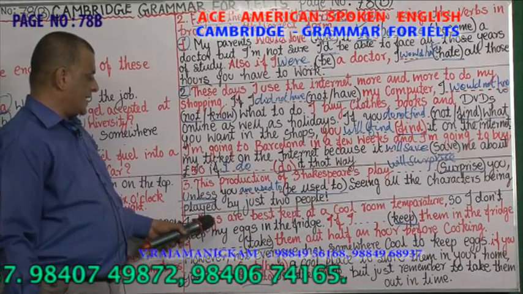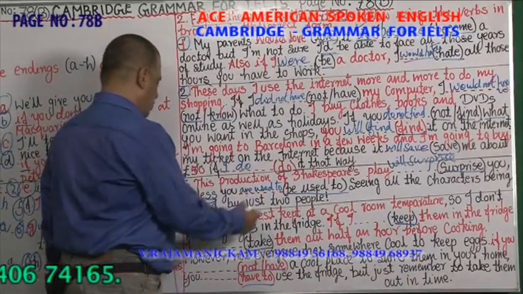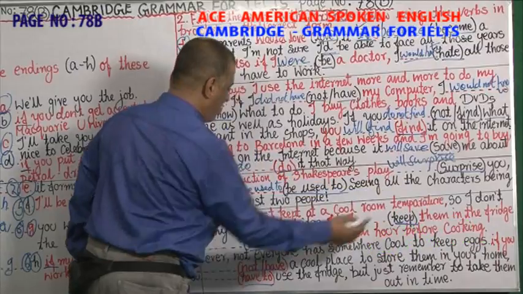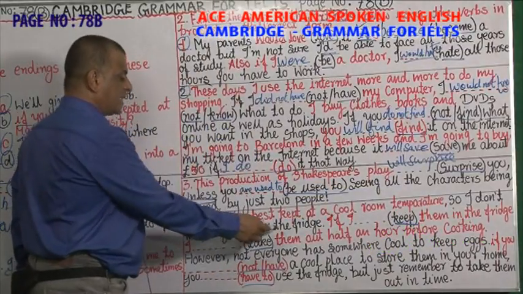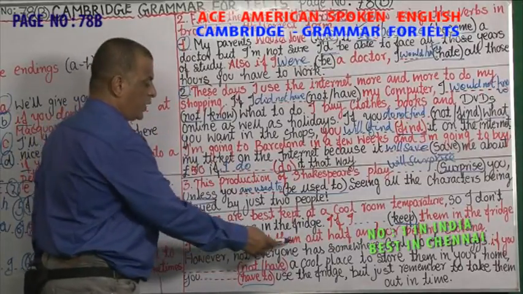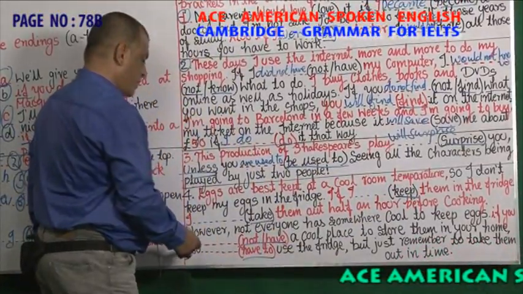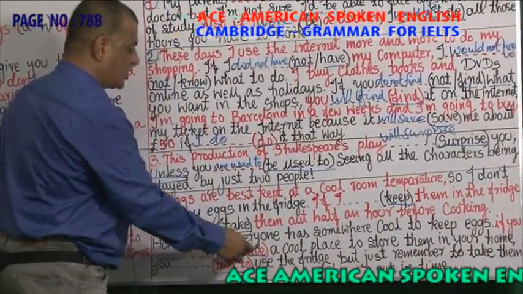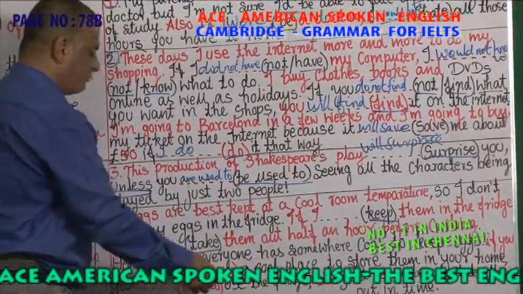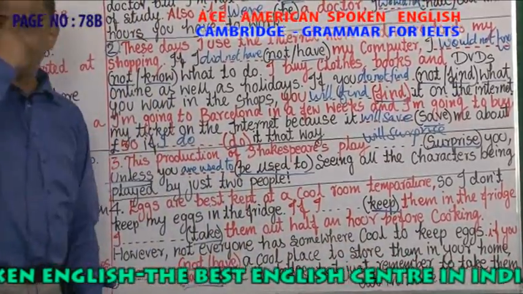Next, coming here. Eggs are best kept at a cool room temperature. So I don't keep my eggs in the fridge. If I kept them in the fridge, I would take them out half an hour before cooking. However, not everyone has somewhere cool to keep eggs. If you do not have a cool place to store them in your home, you will have to use the fridge, but just remember to take them out in time.